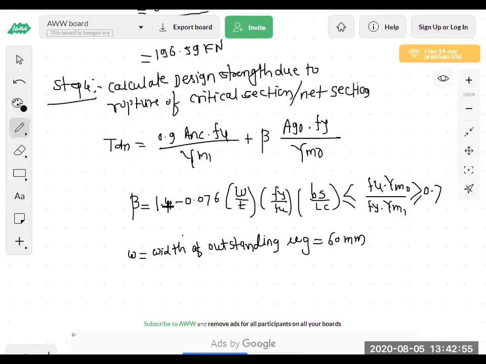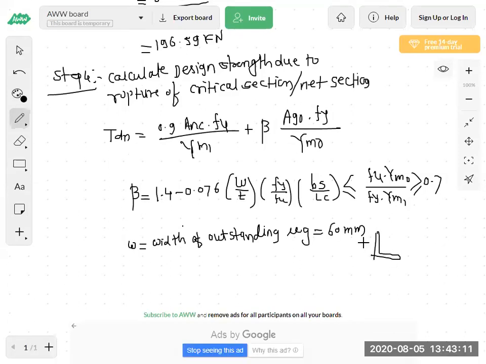Okay. Now the first unknown is W. W is nothing but the width of the outstanding leg. The width of the outstanding leg is equal to 60 mm. They have given it because two legs are there: one is the connected leg, which is 90 mm, and the other is the outstanding leg, which is 60 mm. So this outstanding leg here we have written as 60 mm. Are you getting?